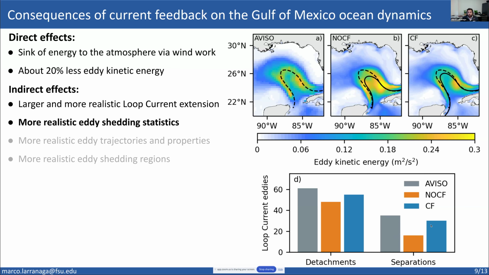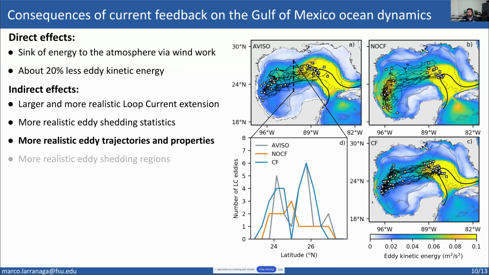But not just that, we also are going to change the eddy trajectories. For example, here I show you the position of the eddies after being detached over the 24 years with the squares, and with the lines I show you the eddy's trajectory, and with the circle I show you the last position of the eddy, where the eddies die. And I show you this for the Aviso, the no current feedback experiment, and the current feedback experiment. As we can see, the initial position of the detached eddies is well reproduced by the current feedback in comparison with Aviso. They are similar, as well as the eddy trajectories.